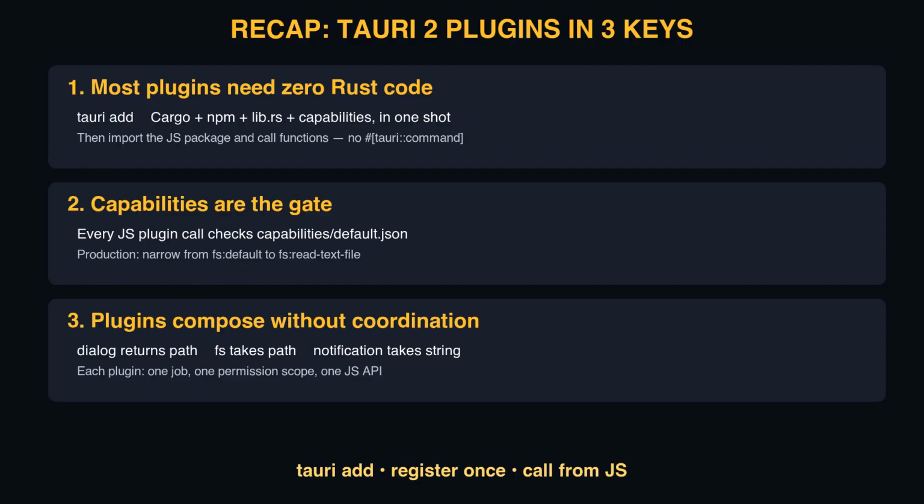Three takeaways. 1. Most plugins need 0 Rust code. Tauri add wires Cargo, npm, lib.rs, and capabilities in one shot. The front end imports the plugin package and calls functions.